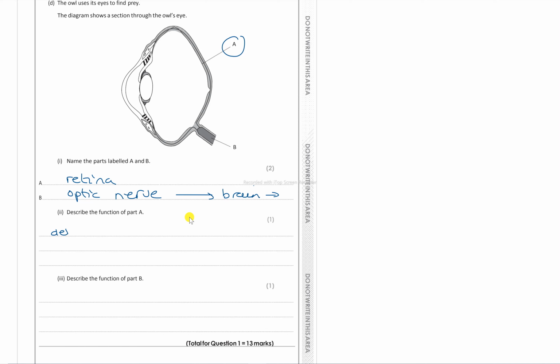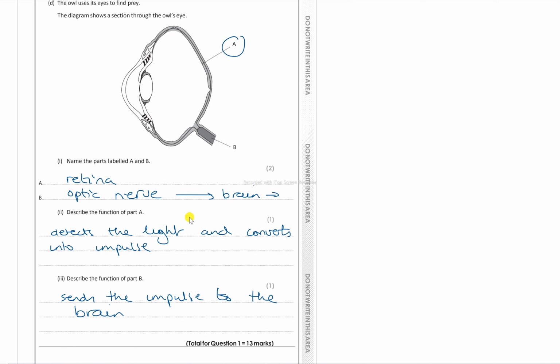It detects the light and converts it into impulses. This sends the impulses to the brain, and that's what that does.